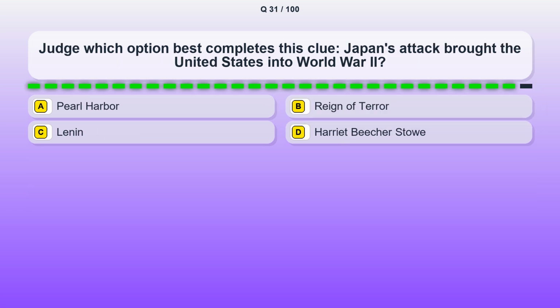Question 31. Judge which option best completes this clue. Japan's attack brought the United States into World War II. Option A, Pearl Harbor. Option B, Reign of Terror. Option C, Lenin. Option D, Harriet Beecher Stowe.